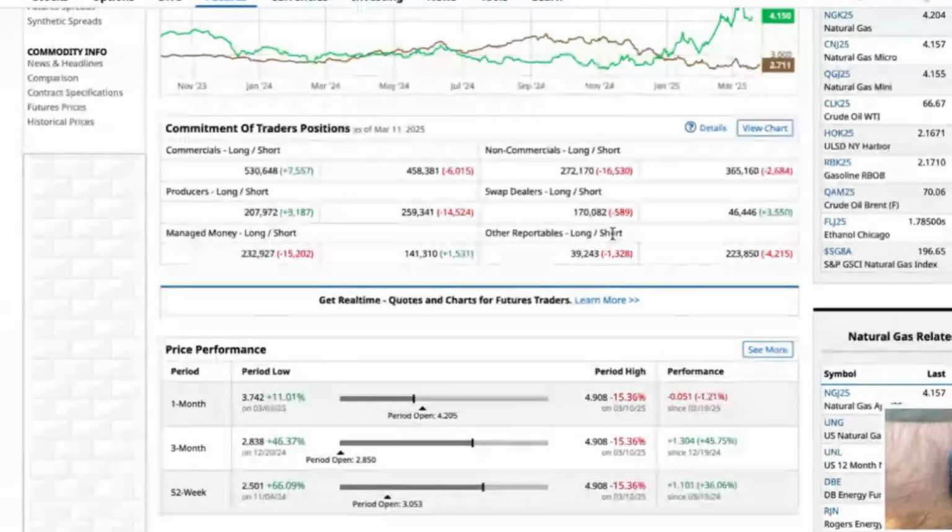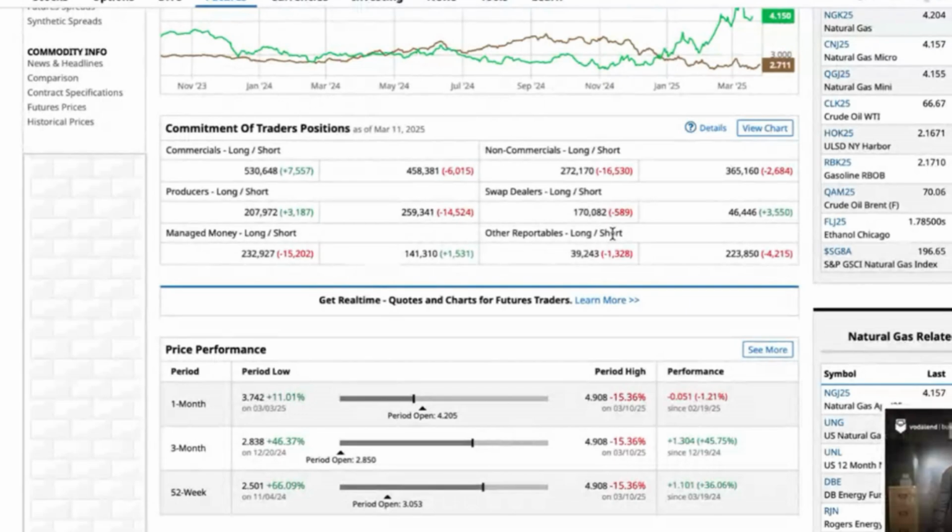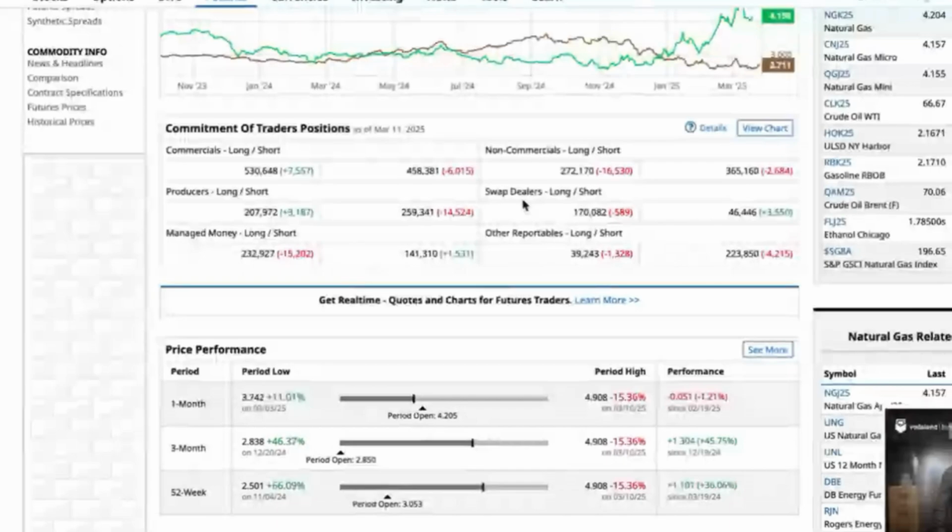The retail traders, what are they up to? How are they positioned? Sometimes we want to be opposite to the retail traders. That's people like you and me, by the way. Swap dealers, the hedgers, the market makers, what are they doing? And so we can get all this information. It's released on a regular basis.